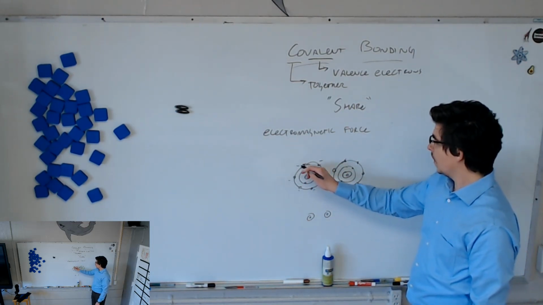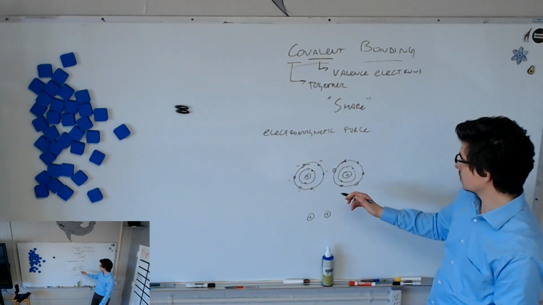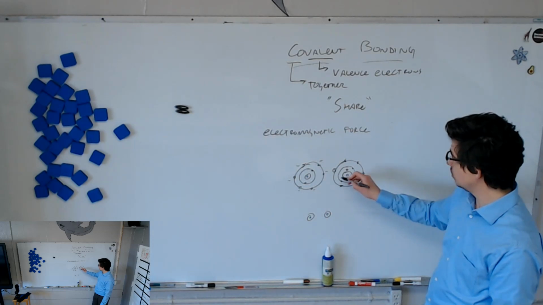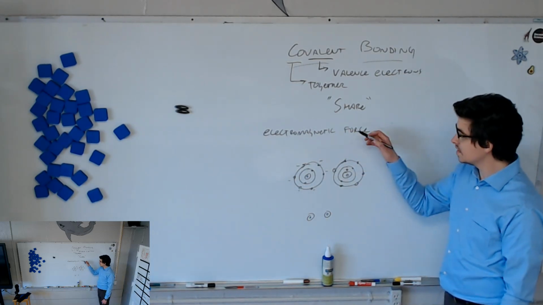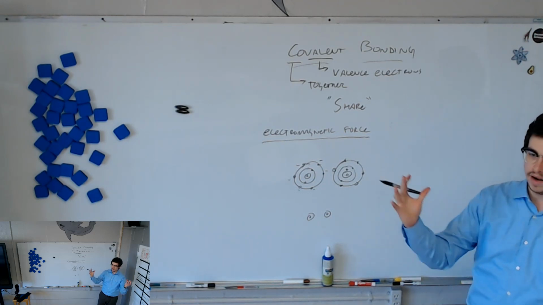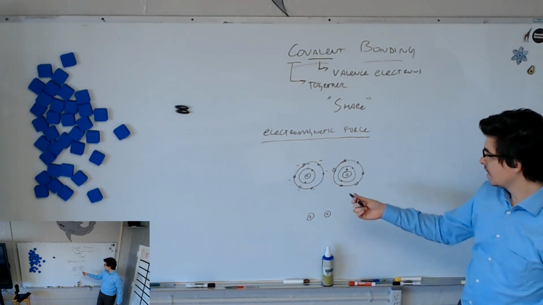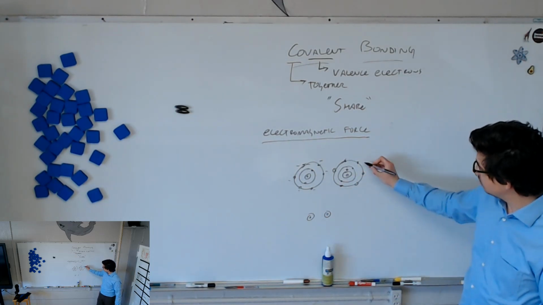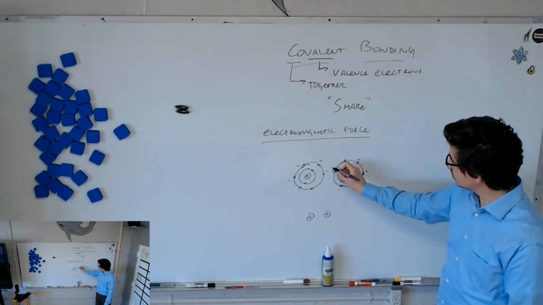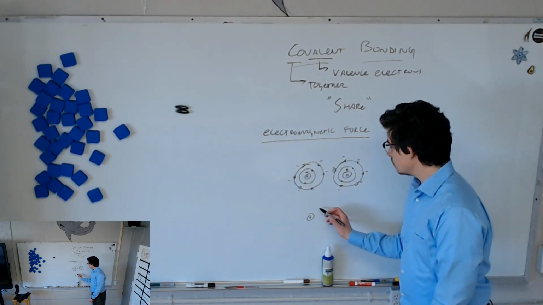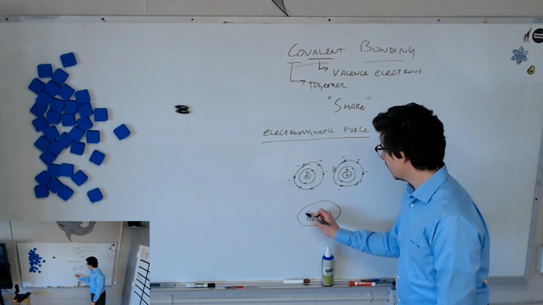And just because of the way negative and positive charges work, each of these electrons is attracted to the positively charged nucleus of the other one, right? So it's still the electromagnetic force, except now instead of an ion being attracted to another ion, now it's electrons of one being attracted to the nucleus of the other. And guess what? The electrons of this one are also attracted to the nucleus of this one.